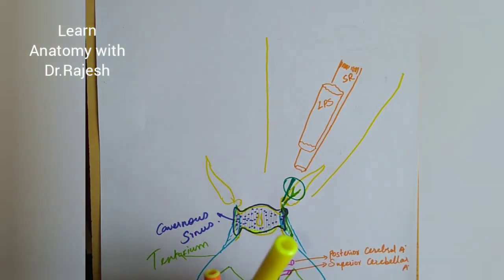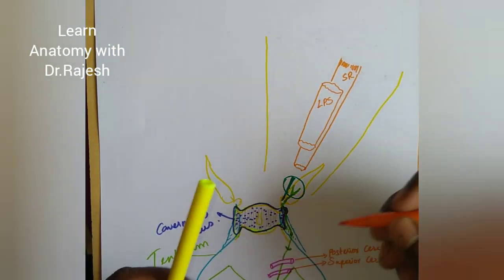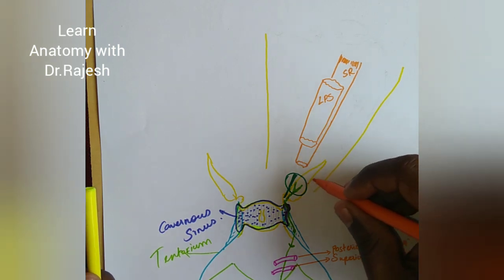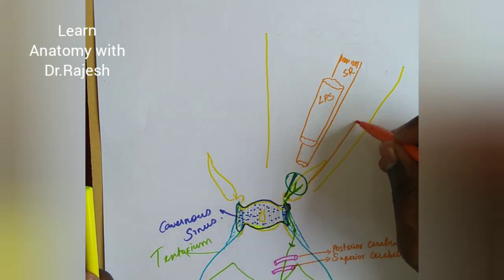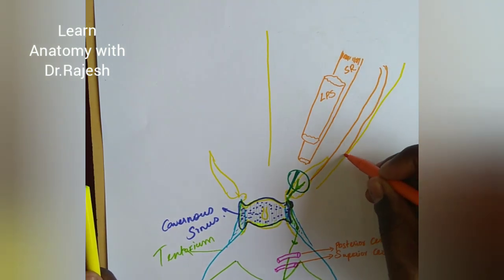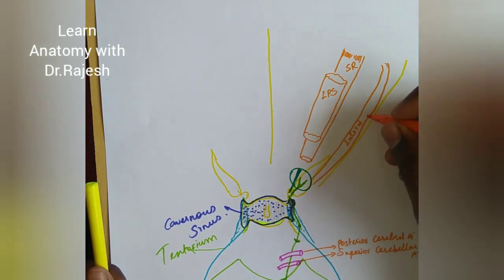Next we can draw the lateral most muscle, that is the lateral rectus, which will be starting from the tendinous ring and will be inserted into the lateral aspect of the eyeball. So that is the lateral rectus.